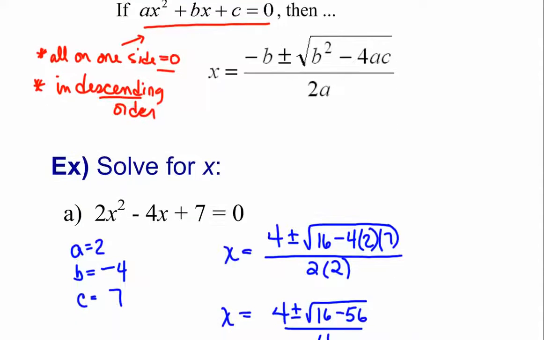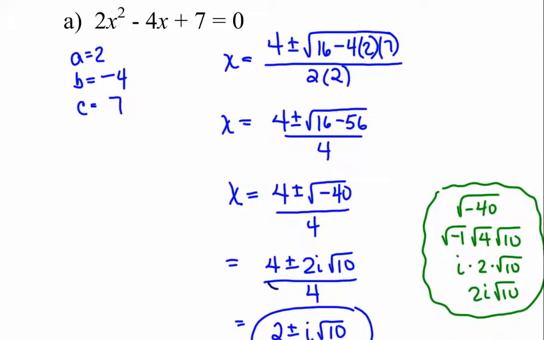Let's take a look at this example, and I think that'll illustrate it for us. We're solving this one for x. So 2x squared minus 4x plus 7 equals 0. First, identify a: 2. Okay, b is the number in front of x, including that sign, so negative 4. And then c is going to be this constant here, which is a positive 7.